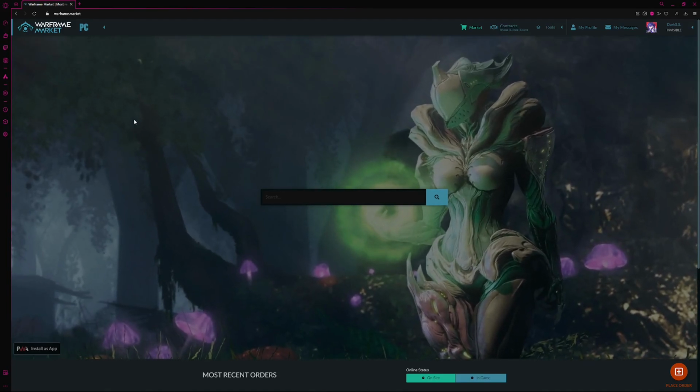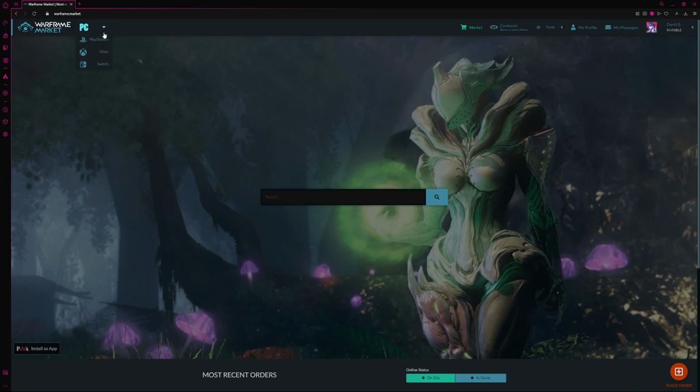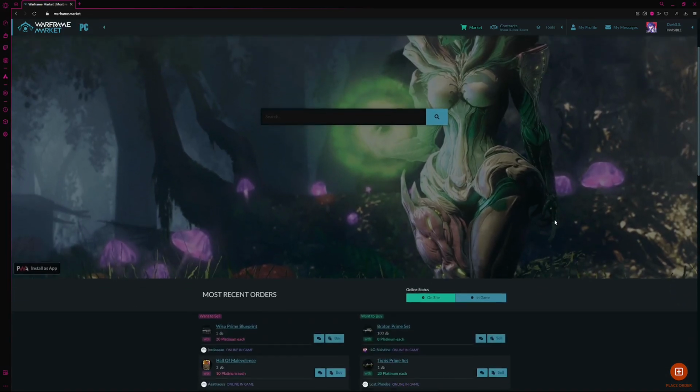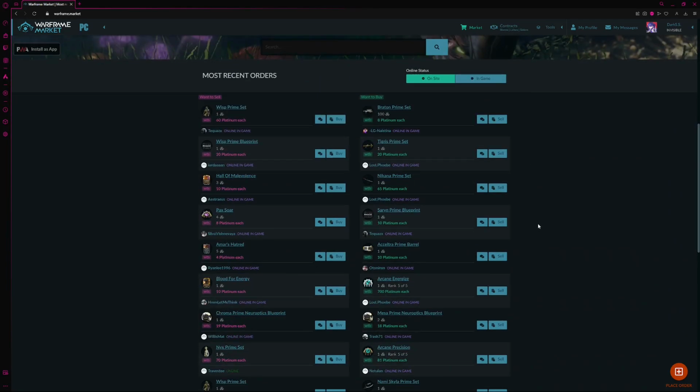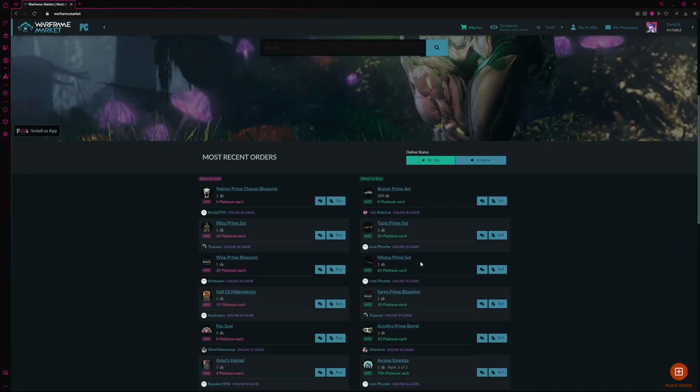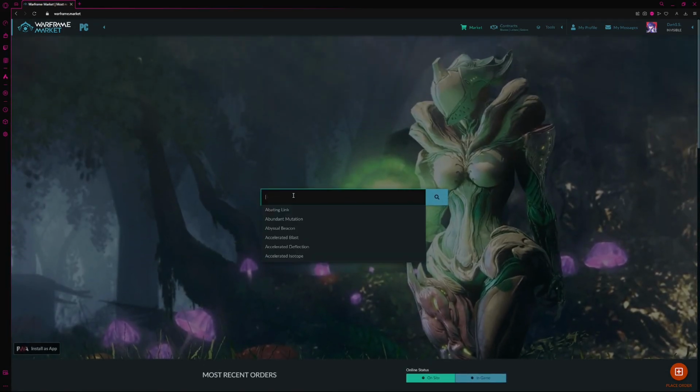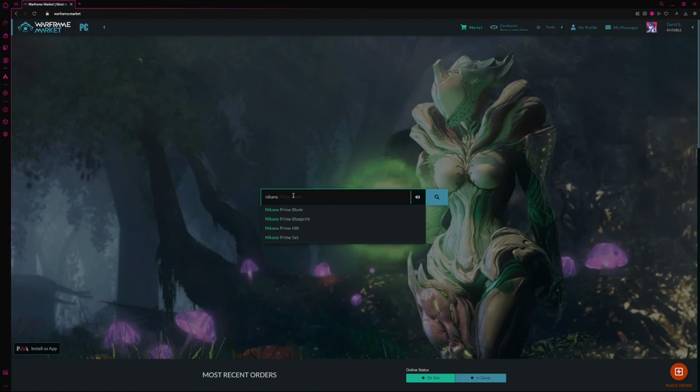So warframe.market, I assume you can do this on your phone too. It does have PlayStation, Xbox, and Switch sections. So if you just want to look for the PC one, there you go. Most of the players are on PC, so that's where most of the trades are going to be. So Nikana Prime. Ooh, actually, I kind of want that. I did want Nikana Prime, but I was always like, it's expensive.